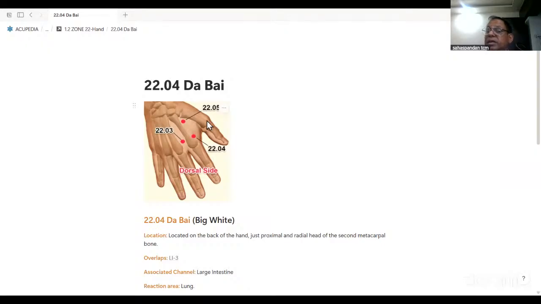This is the junction of the first and second metacarpal. This is a very famous point. These 2 points are very famous for lumbar pain and sciatica. Okay, so we will discuss them later when we discuss lumbar pain and sciatica.